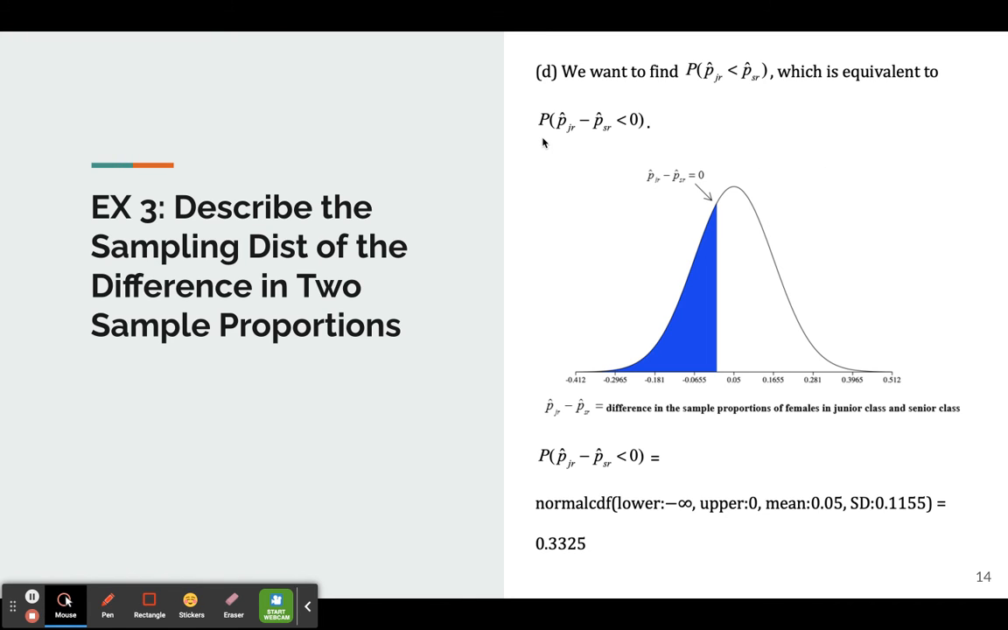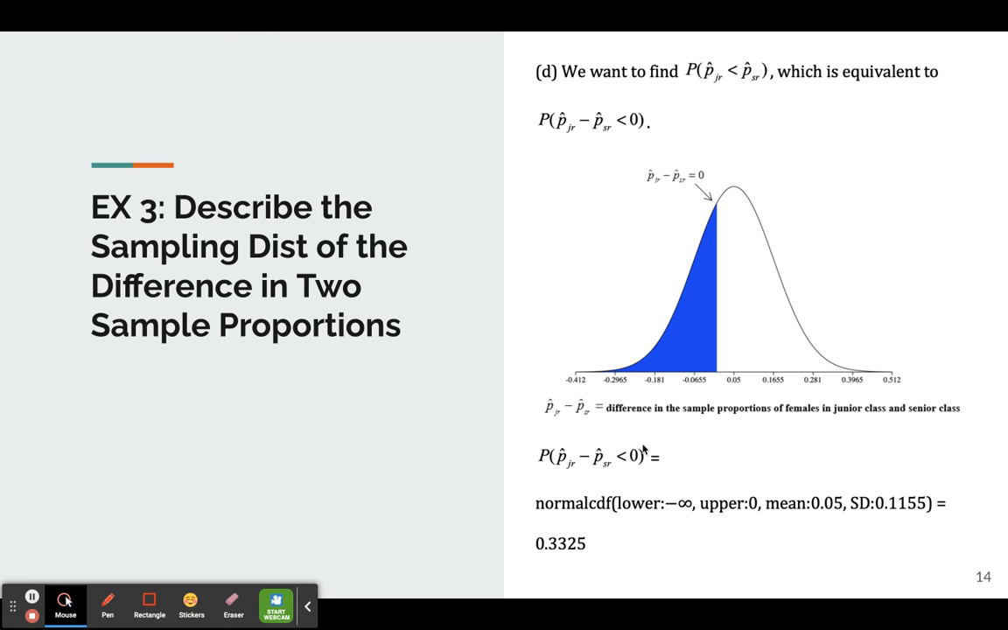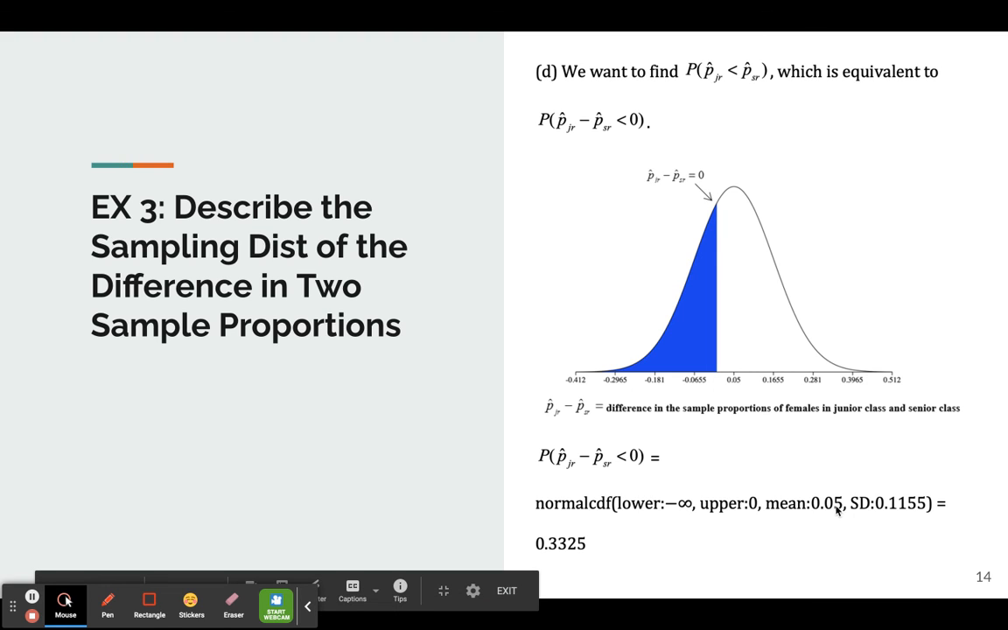So basically, when we want to find this probability, I can use a normal calculation, normal CDF. My lower bound is going to be negative infinity, or negative 1,111,111. My upper bound is going to be 0, which is right about right here. That's my boundary. My mean is 0.05, my standard deviation is 0.1155. And from that, I get 0.3325.